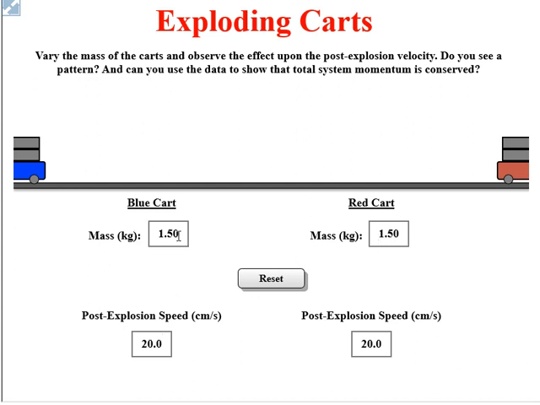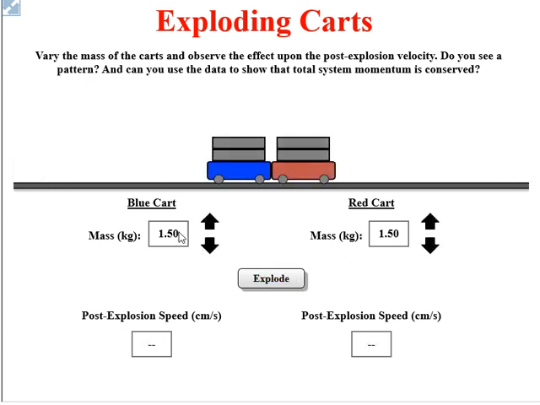So it's not as if this momentum adds up to this momentum. What actually happens is the momentum of the blue cart will be positive and the momentum of the red cart will be negative. So they will add up to 0. They don't add up to a positive number, they add up to 0. And the momentum at the start is also 0.